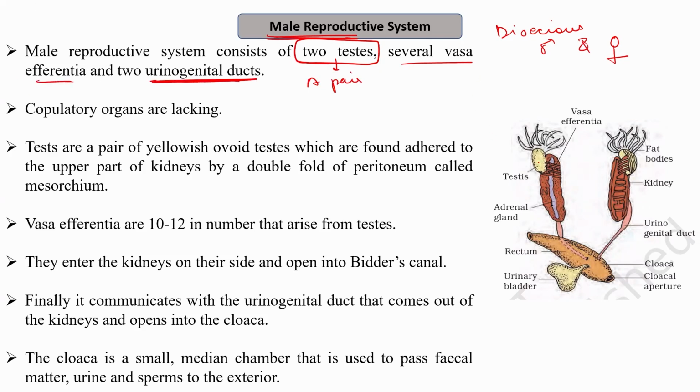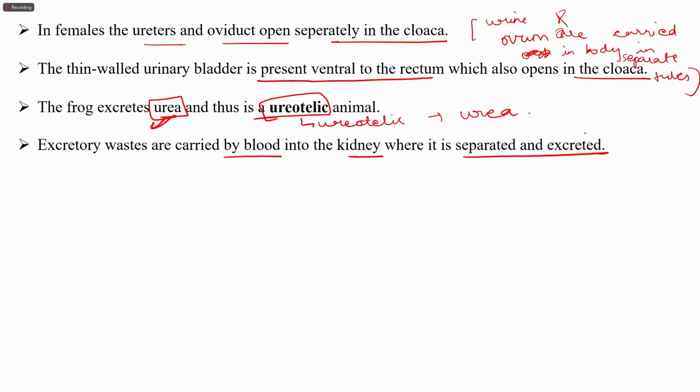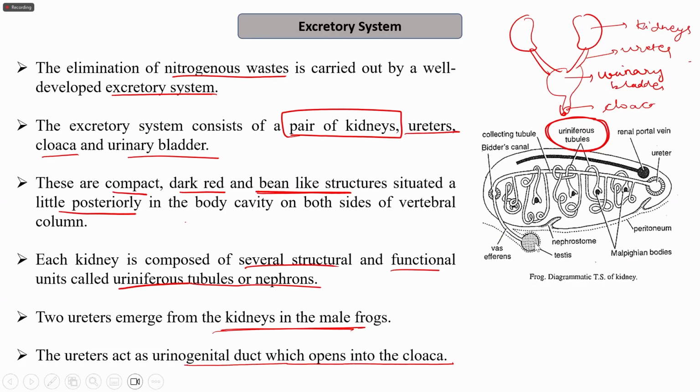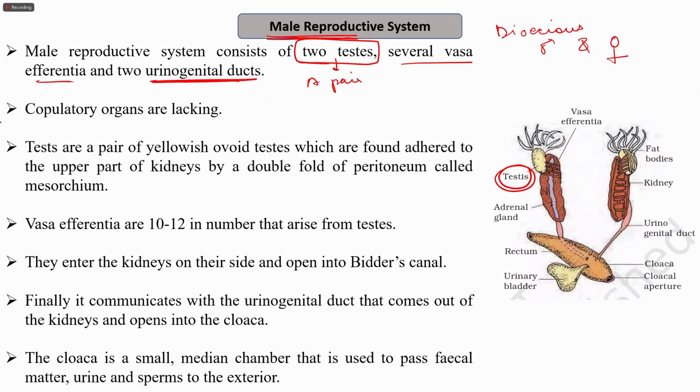So you can see in this that these testes are yellow colored structures and they are in connection with the kidneys. You can see in this figure also, here the testes are in connection with the kidneys. Copulatory organ is lacking. This is important. We know that they do not have as such a copulatory organ, and a nuptial pad is formed when they are mating.